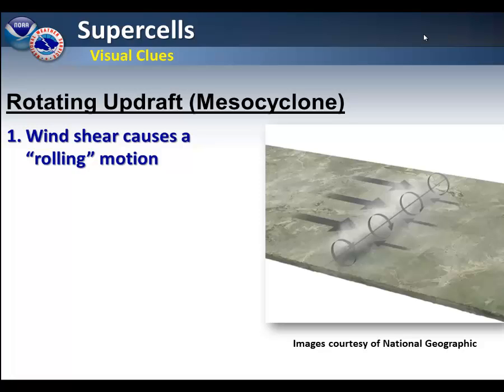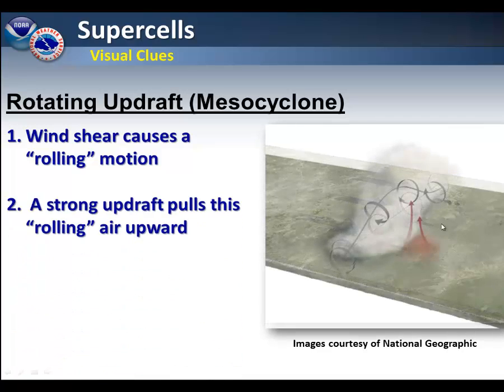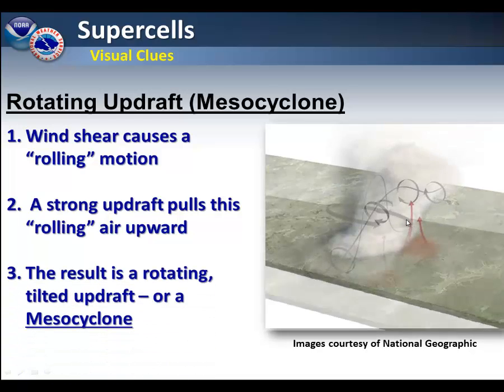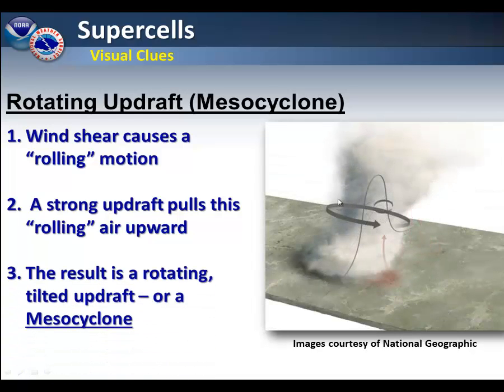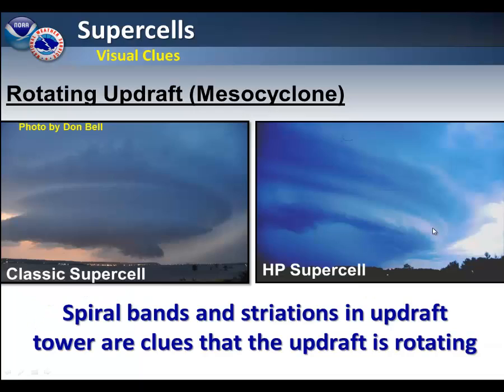A rotating updraft, as we call a mesocyclone, is wind shear that causes a rolling motion. In this particular image, the rotation is occurring on a horizontal plane. A strong updraft starts pulling this rolling air upward. And eventually, it'll be on a vertical plane. The result is a rotating tilted updraft, or a mesocyclone.